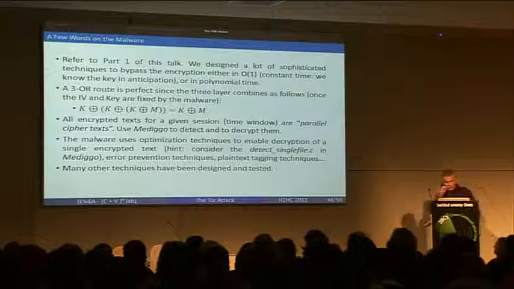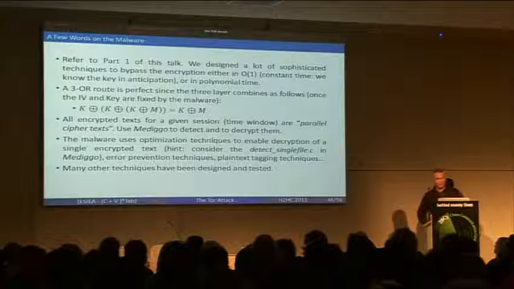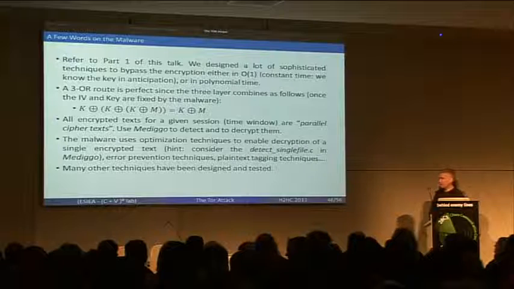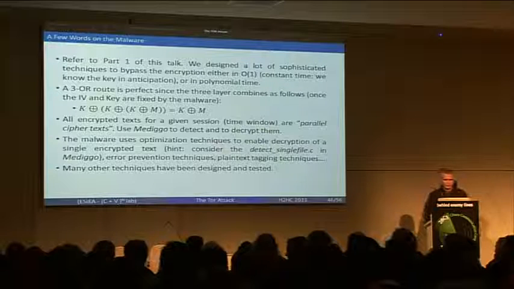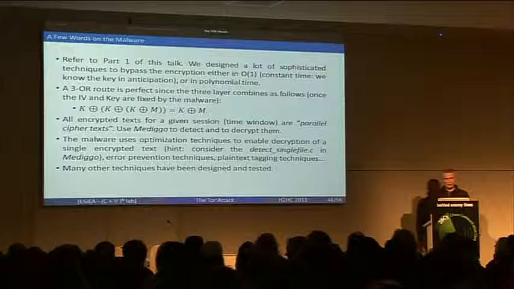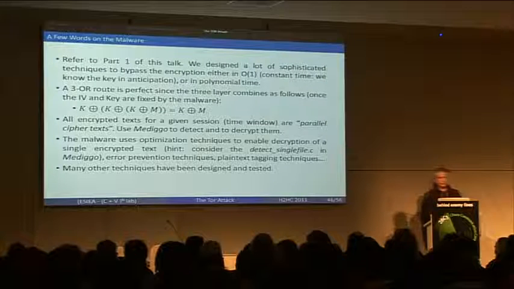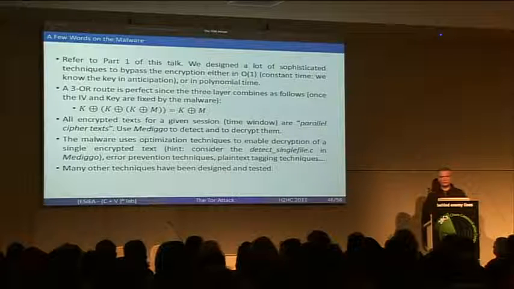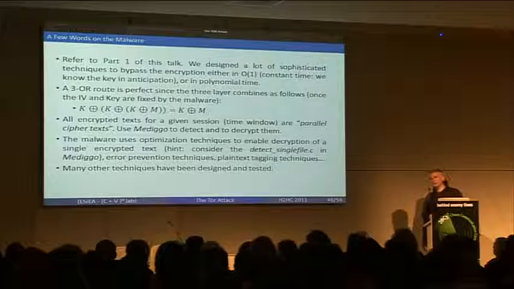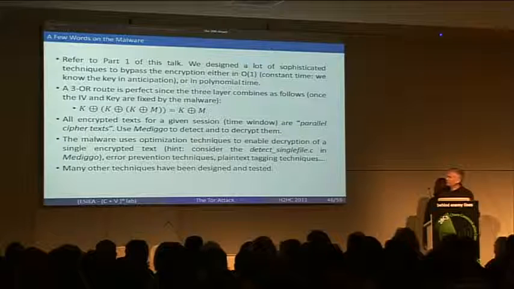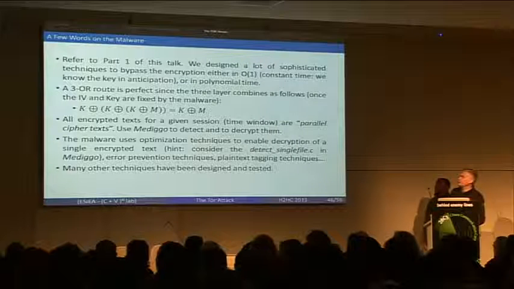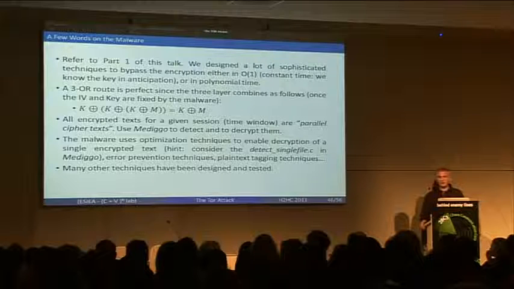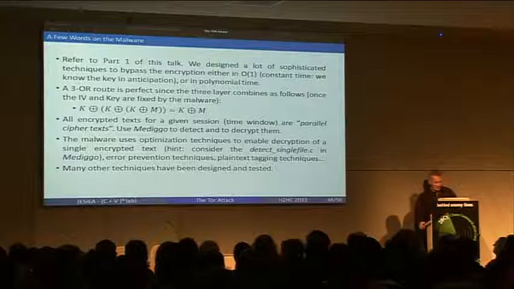Just a few words about the malware we have developed. It is a very complex code implementing a lot of things. Of course, since we are able to deploy malware, we can fix the key. Of course, it is in constant time to decrypt since we know the key in advance. But generally, it's more efficient in this precise case to just fix the IV. And then the decryption and the detection of weak ciphertext is in polynomial time.